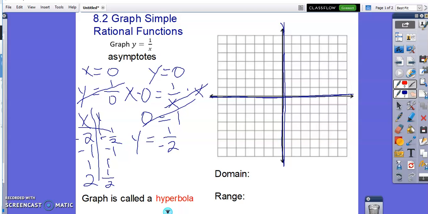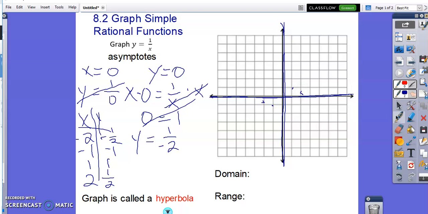So I go ahead and graph these. I'll go left 2 spaces, down 1/2. About there. Then left 1, down 1. That's right there. Then I'm looking to go right 1, up 1. And finally, right 2, up 1/2.